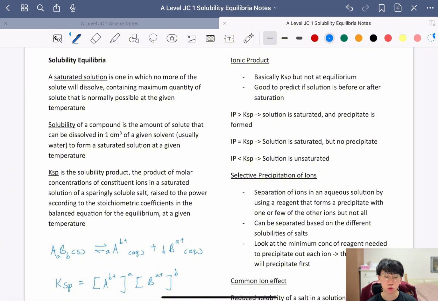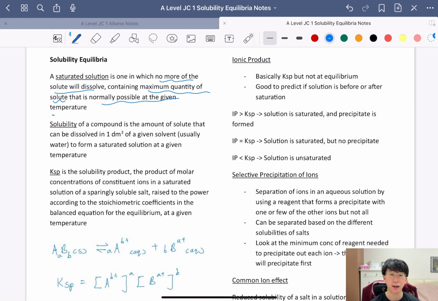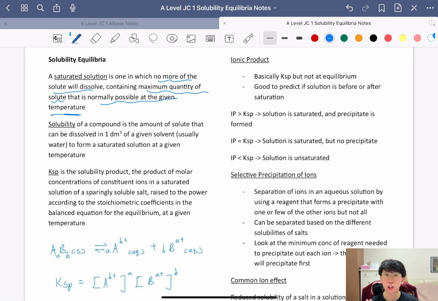A saturated solution is one in which no more of the solute will dissolve. In other words, the maximum quantity of your solute is dissolved into your solution, at a specified temperature. What I like to imagine is you trying to dissolve your Milo powder into hot water, making your Milo drink in the morning, for example, and you will reach a point where you start to see bits and pieces of solid Milo powder that are still stuck inside your water and don't really dissolve. Then that's how you know that your solution is completely saturated with Milo powder.